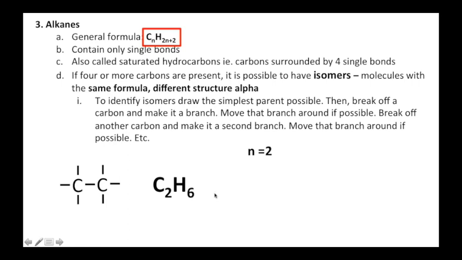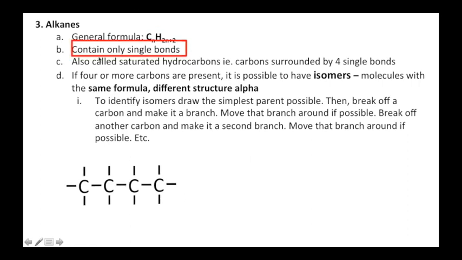So C2H6. Now you might say to yourself, wait a minute, I can just count that. C2, 1, 2, 3, 4, 5, 6, C2H6. Nevertheless, there it is. CnH2n+2. So all alkanes have that formula. All alkanes contain single bonds only. So here's an alkane. It's butane. It's single bonds. That's how we know it's an alkane.